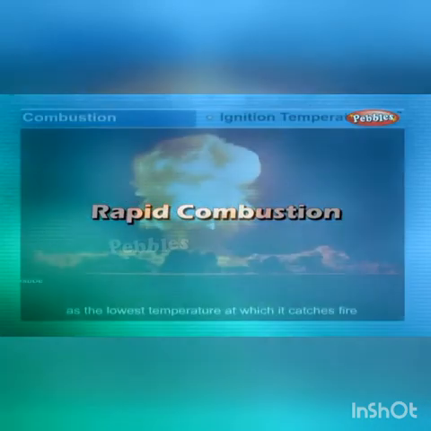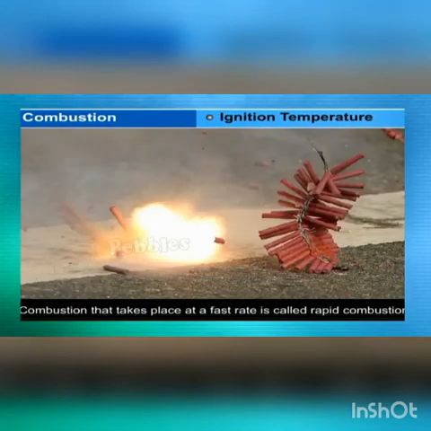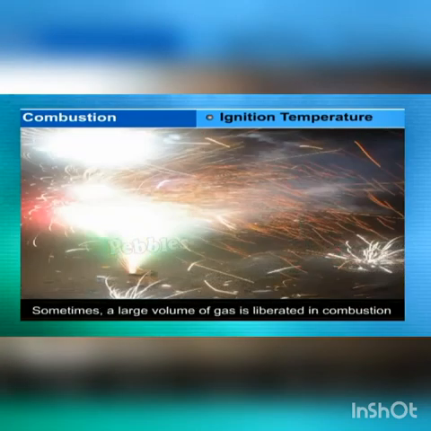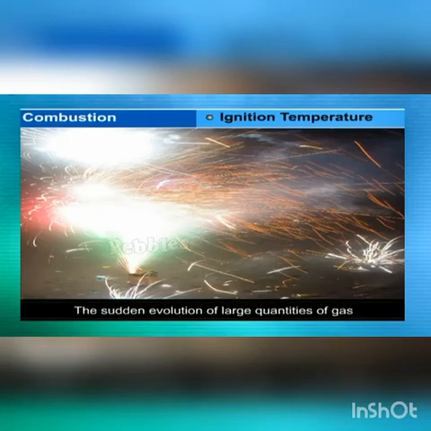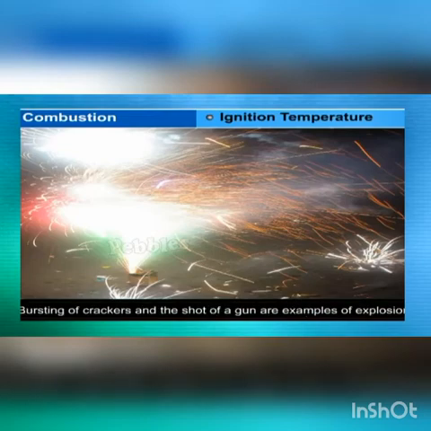Rapid combustion. Combustion that takes place at a very fast rate is called rapid combustion. LPG, liquefied petroleum gas, and dry grass are examples of substances which undergo rapid combustion. Sometimes a large volume of gas is liberated in combustion besides the production of heat and light. The sudden evolution of large quantities of gas creates excessive pressure that produces a loud noise. Such a combustion is known as an explosion. The bursting of crackers and the shot of a gun are examples of explosion.